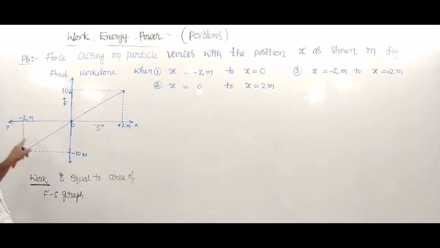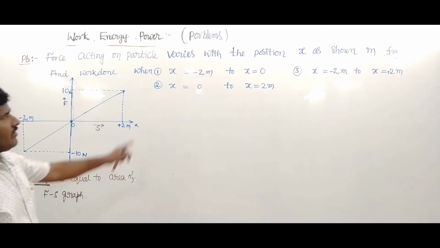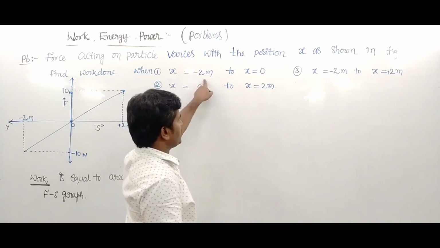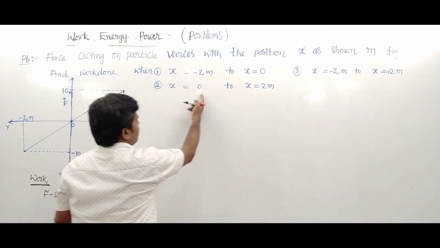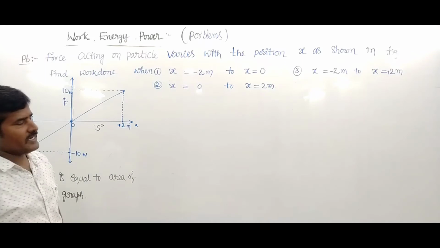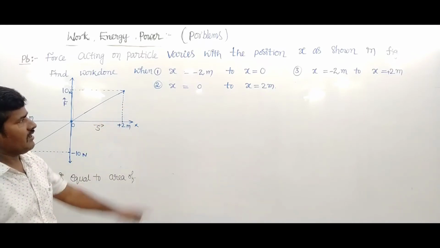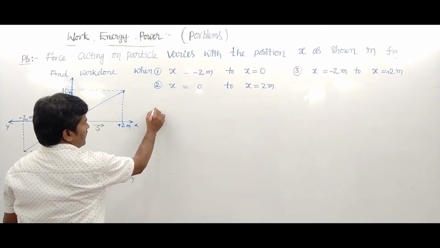But the condition is given here. Find the work done when x equals minus 2 meter to x equals 0, and x equals 0 to x equals 2 meter, and minus 2 meter to 2 meter. Three different problems are given. First case, problem 1.